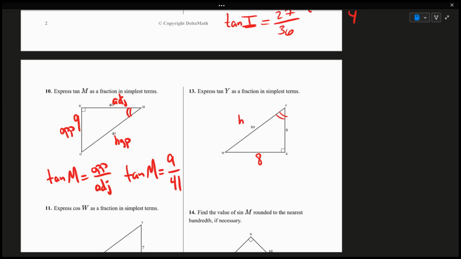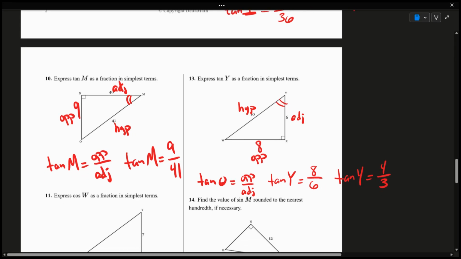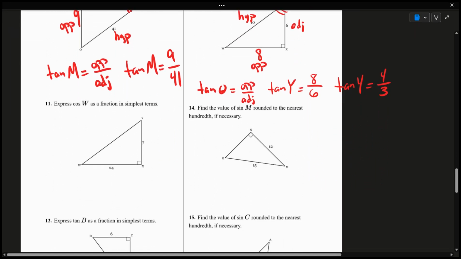So hypotenuse relative to angle Y, adjacent, opposite, tangent theta equals opposite over adjacent. So the tangent of theta is Y. That's equal to opposite over adjacent, 6. Rewrite, reduce, factor of 2, 4/3.